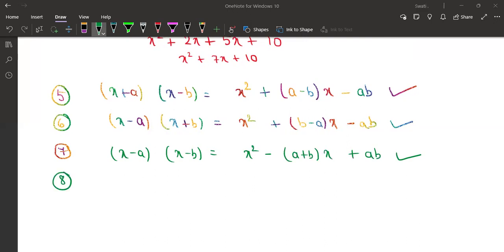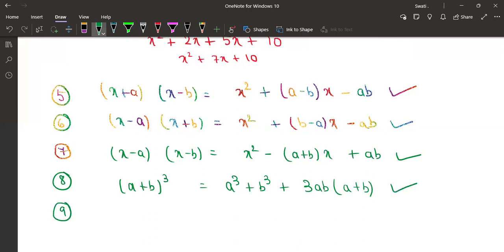So we have covered all the four possibilities. Now let's go to the cube. So a plus b whole cube. We have the first formula that is going to be a cube plus b cube plus 3 times ab in bracket a plus b. This is our a plus b whole cube. Again, a very important formula like a plus b whole square.